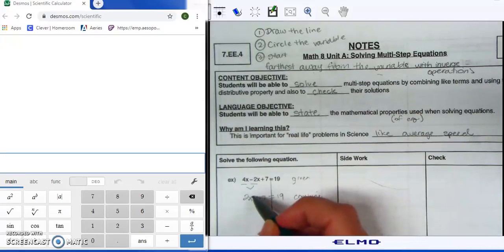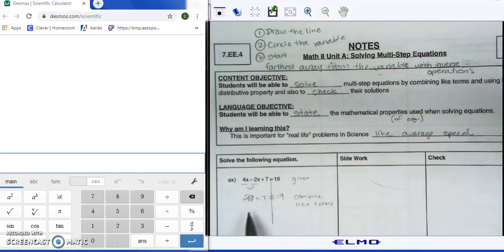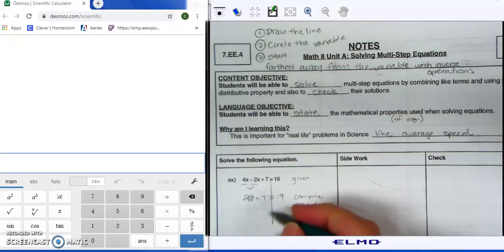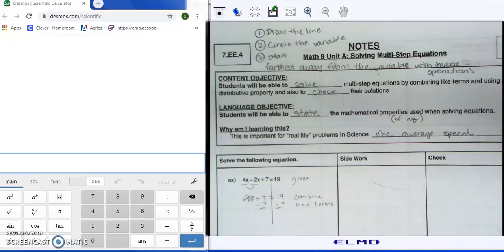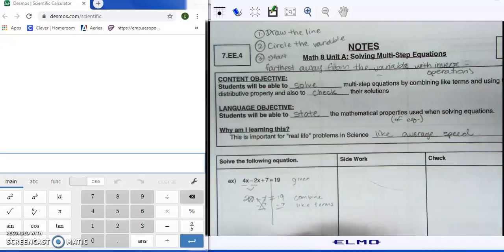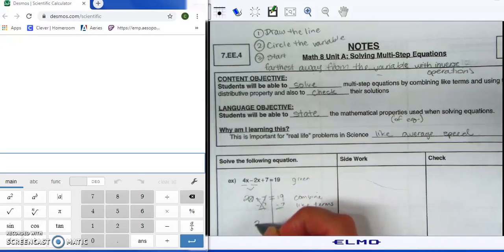Now I draw the line. I circle that x again. I look farthest away. So the farthest away was the plus 7. Now again, we can read it out loud. 2x plus 7. The last thing I said was plus 7. So that's the first thing I get rid of. So instead of a plus 7, I minus 7 on both sides of the equation. 7 take away 7 gives us that 0 to cross out. And I'm left with 2x that I bring down.